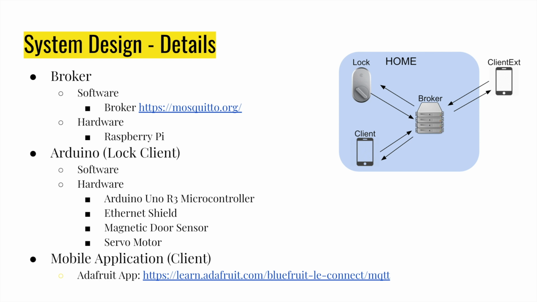And so for the broker hardware, we plan on using a Raspberry Pi. And using a Raspberry Pi makes sense for this project because the broker is essentially a command line application, so we really don't need a dedicated display for it. And then for the smart lock itself, it'll be implemented using an Arduino Uno microcontroller for the hardware. This made sense because I actually already own one.